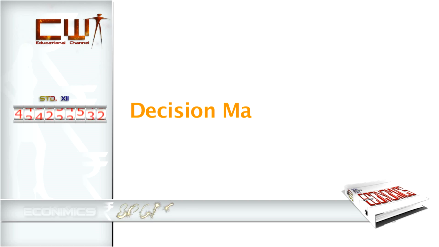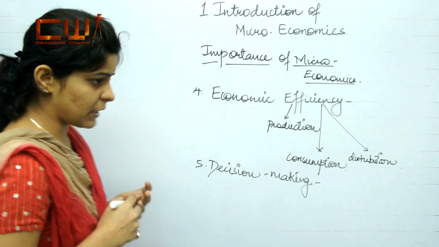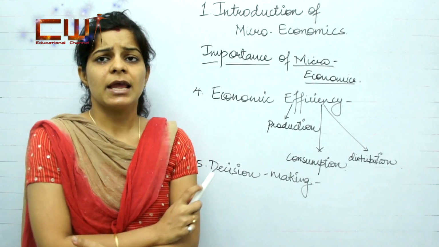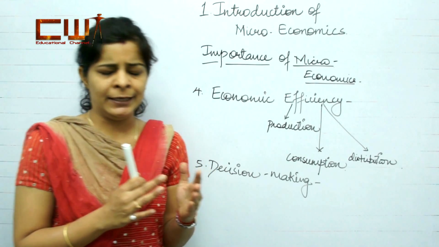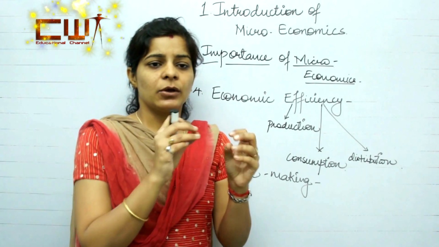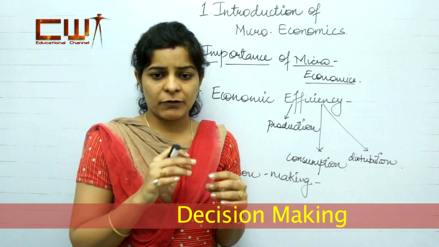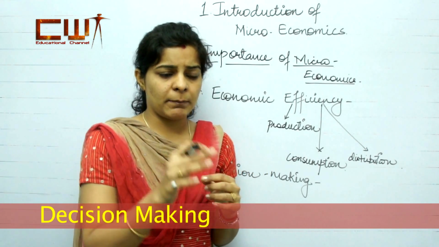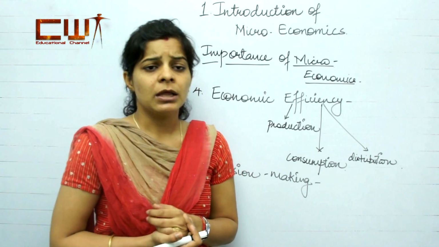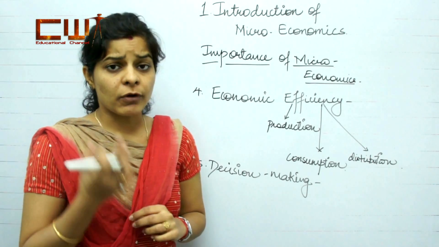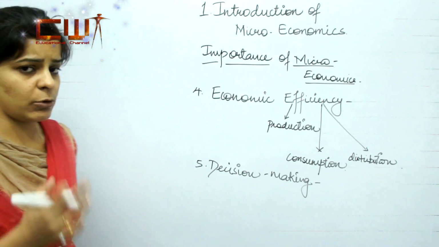Next importance is decision making. What do you mean by the term decision making? As we have studied in the allocation of resources, who will decide where to use? See, the government is deciding where to put money: to put money in the private sector, to give money to the public sector, or to put money in the agriculture sector, the industrial sector, or the tertiary sector, also known as the service sector, from where you can have more returns. So that is the allocation of resources.